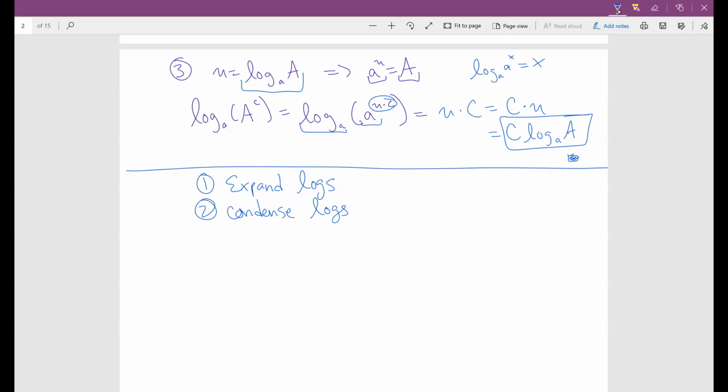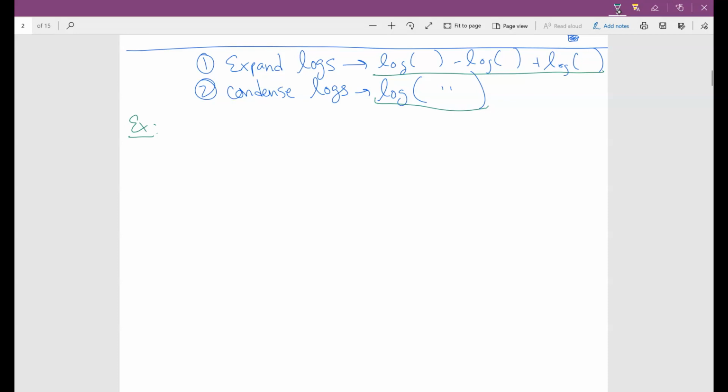Expanding means that you're expanding everything until nothing can be expanded anymore. Condensing is basically writing log as something in here. Whereas here, you just want multiple logs. Log of something minus log of something plus log of something. So that's basically what it means to expand it. At the end, the end result should kind of look like this. For condensing, the end result should kind of look like this. So you shouldn't have a number in front of the log. That's how you know that you did it kind of wrong. Okay, so here's my example. So we'll do a couple of them with expanding, and then we'll do condensing.